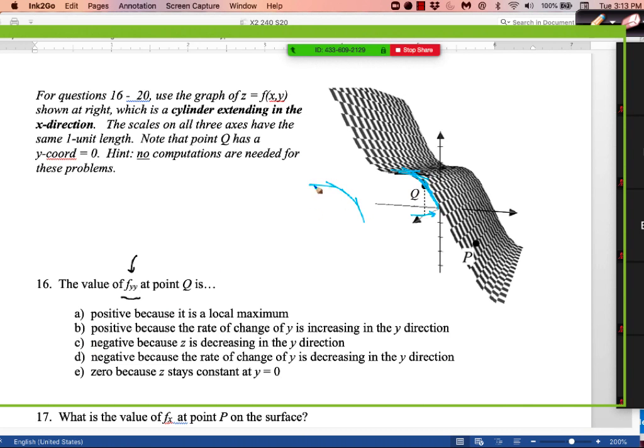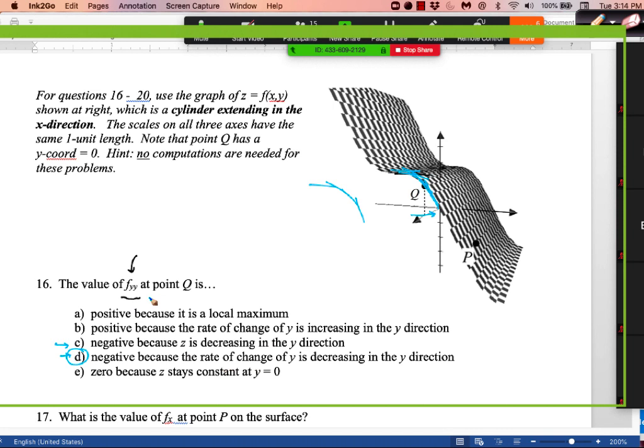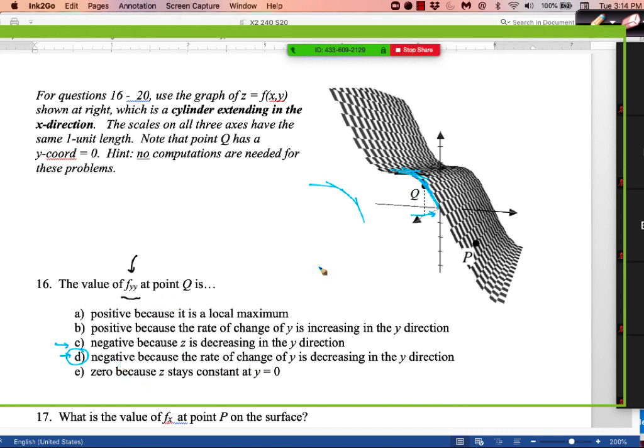So if the rate of change is decreasing, or you have concave down, then your second derivative is negative. Is z decreasing, or is the rate of change decreasing? The second derivative tells us how the rate is changing, so it is negative because the rate is decreasing in the y direction. So 16 is D, concave down.